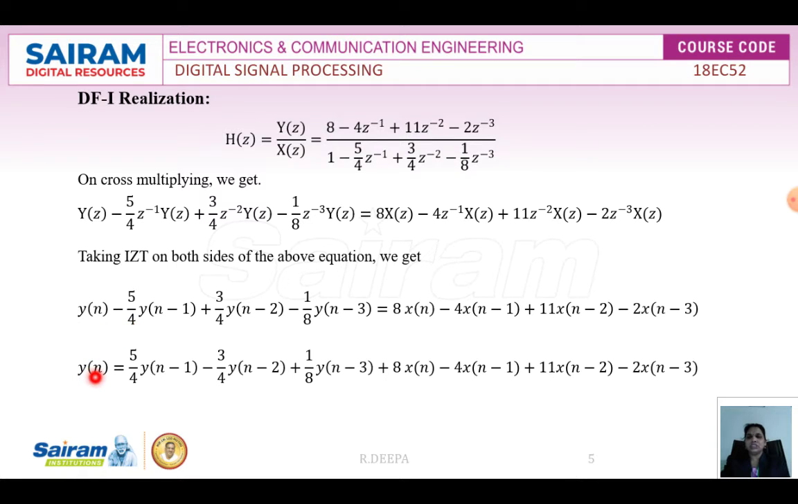In that, you simplify such that you have only y of n on the left hand side and take the remaining terms to the other side. Finally you get the output equation: y of n is equal to 5 by 4 y of n minus 1 minus 3 by 4 y of n minus 2 plus 1 by 8 y of n minus 3 plus 8x of n minus 4x of n minus 1 plus 11x of n minus 2 minus 2x of n minus 3.